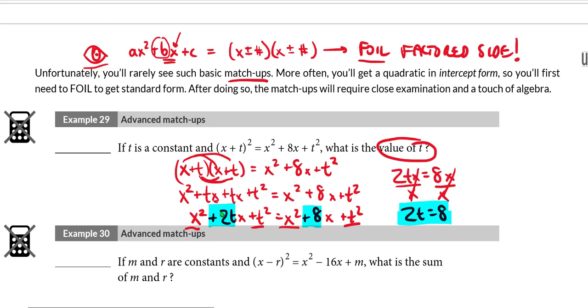I know that the coefficient in front of x on the left has to equal the coefficient in front of the x on the right. 2t equals 8, divide by 2, I get t equals 4. The question was asking me for t. My answer is 4. T equals 4.